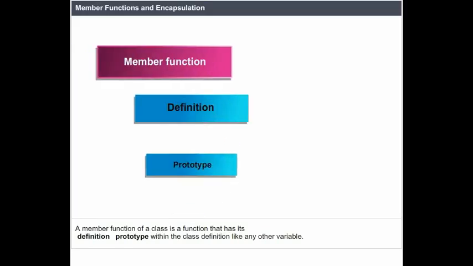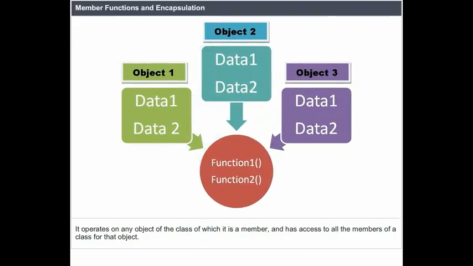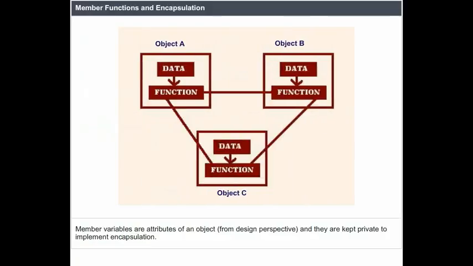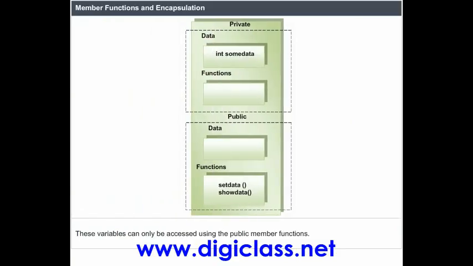Member functions and encapsulation. A member function of a class is a function that has its definition prototyped within the class definition like any other variable. It operates on any object of the class of which it is a member and has access to all the members of a class for that object. Member variables are attributes of an object from a design perspective, and they are kept private to implement encapsulation. These variables can only be accessed using the public member functions.